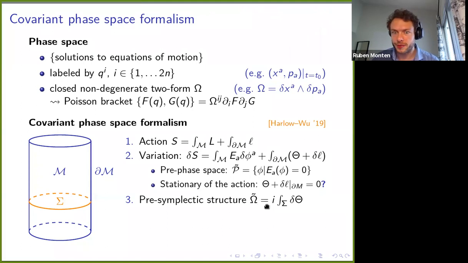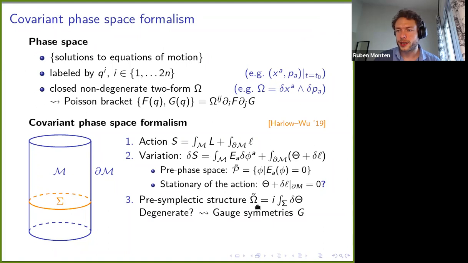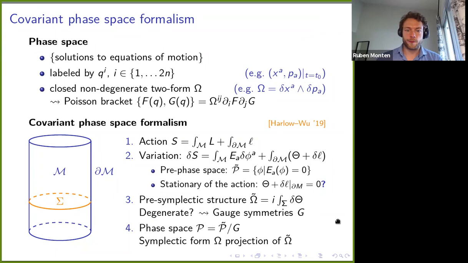And this is where gauge symmetries come in. If this thing is not non-degenerate, there must be directions in the phase space that when you contract them onto the pre-symplectic two form give zero. And we declare that those are the gauge symmetries, and they in general form a group. And we'll see this in a more concrete example later. And then to get from the pre-phase space and the pre-symplectic structure to the phase space and the symplectic structure, we essentially have to go through a procedure of modding out these gauge transformations or this gauge group. So that's really the recipe.